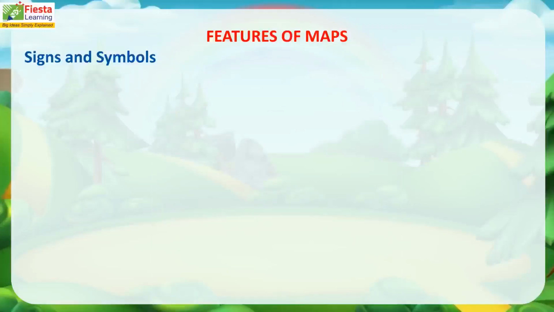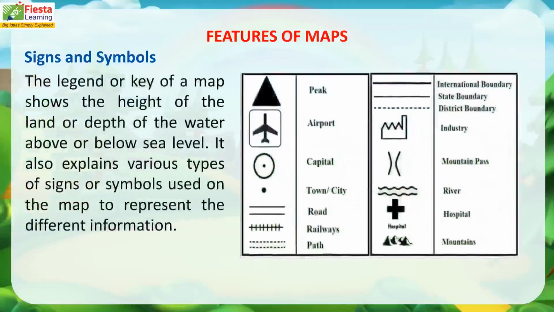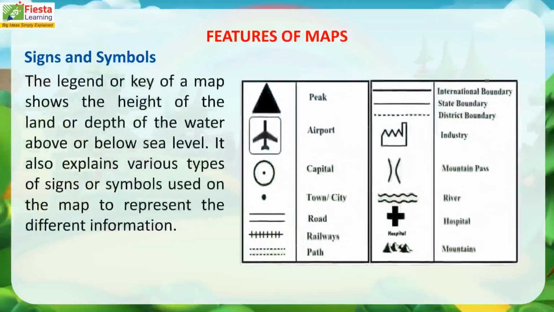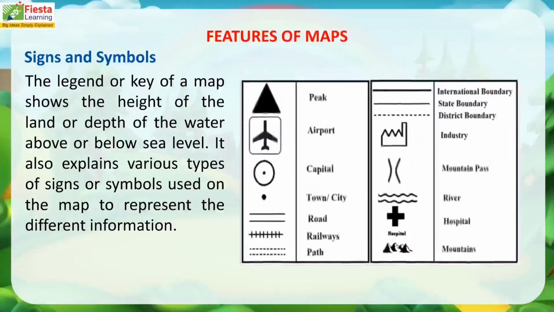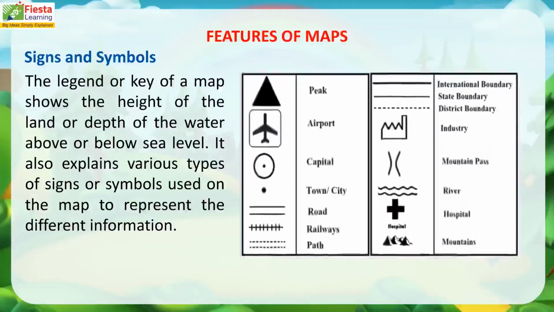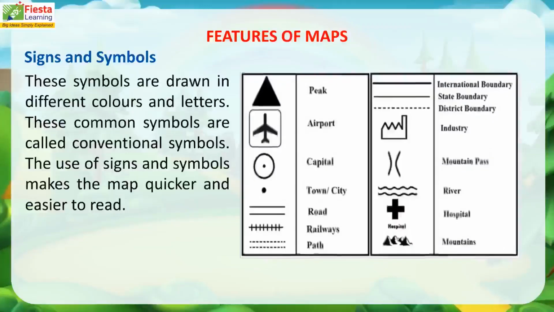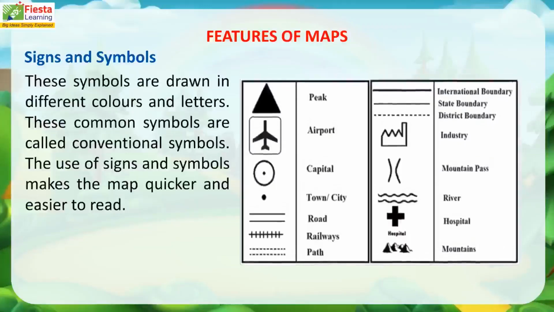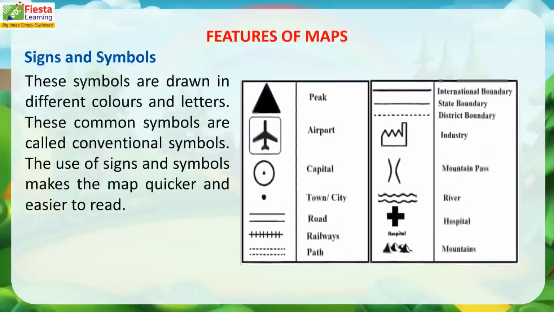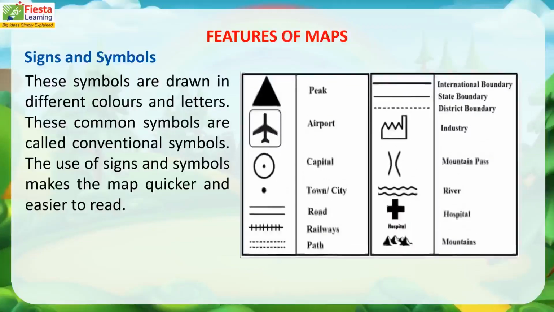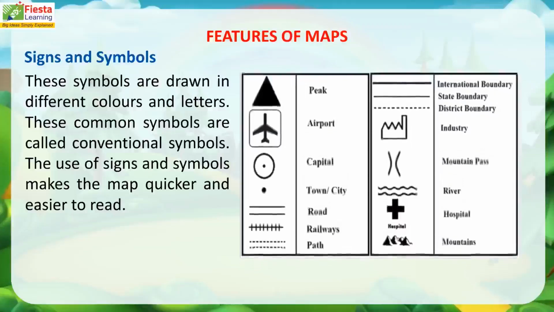Signs and symbols. The legend or key of a map shows the height of the land or depth of the water above or below sea level. It also explains various types of signs or symbols used on the map to represent the different information. These symbols are drawn in different colors and letters. These common symbols are called conventional symbols. The use of signs and symbols makes the map quicker and easier to read.